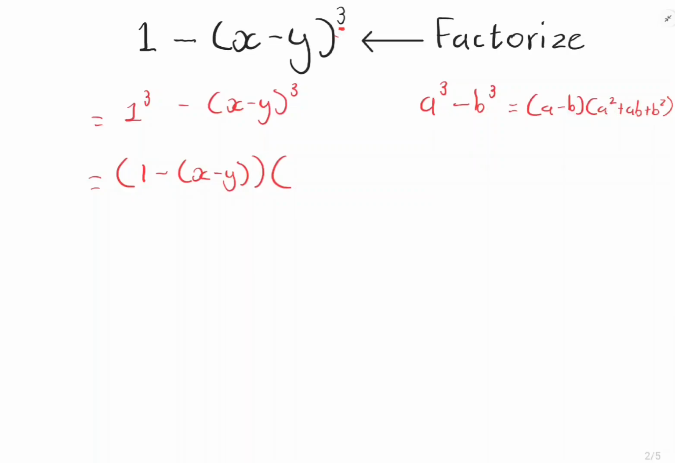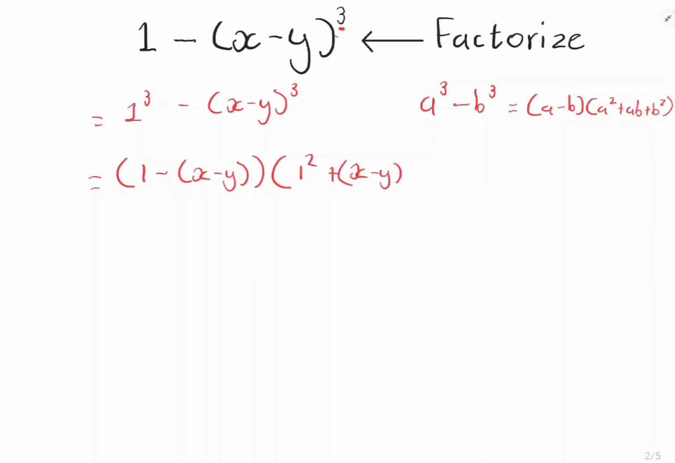And then on the second bracket, a squared, our a is 1. So a squared is just 1 squared. We can just write 1 squared. We multiply our a and b. So we multiply our 1 and the (x minus y) bracket. But we flip the sign. Remember, we flip this sign here on the middle term. So 1 multiplied by x minus y is just going to be x minus y.